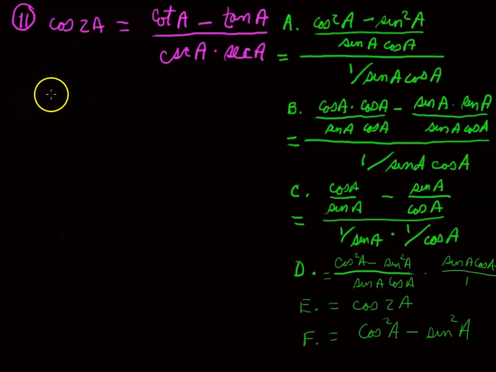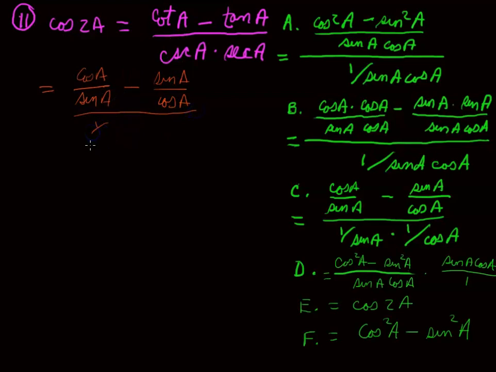Okay, here's problem 11. It's going to be a little bit tricky just to squeeze all this in here. You can work on the left side or the right side. I'm going to work on the right side. So, the cotangent of A is cosine A over sine A. Hope you can see this fine print. Minus the tangent of A is sine A over cosine A. All over, the cosecant is 1 over the sine of A times the secant is 1 over the cosine of A.